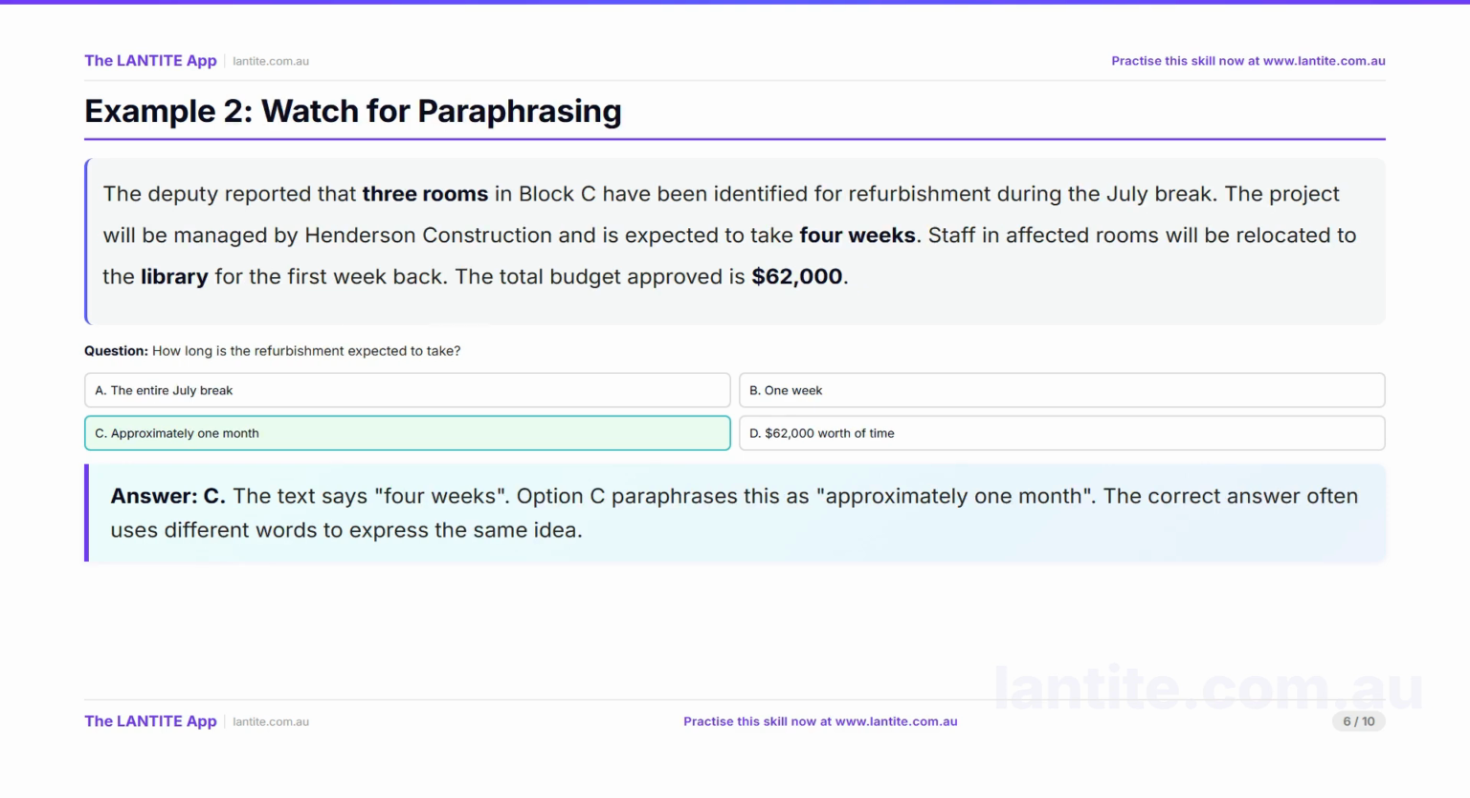This example shows a common challenge. The passage says the project is expected to take 4 weeks. But look at the answer options. None of them say 4 weeks. Option C says approximately 1 month. 4 weeks is approximately 1 month. This is paraphrasing, and it happens a lot. The correct answer often will not use the exact same words as the text. It might say roughly the same thing in different language. Do not be thrown off by this. Option A says the entire July break, which sounds plausible but is not stated. Option B says 1 week, which confuses the relocation period with the project duration. And option D is nonsensical.